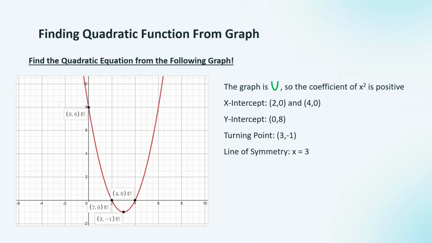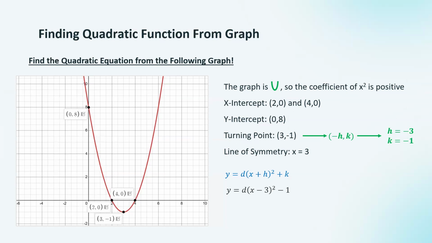Now, if we want to find the function from a graph, it is best to use this form. It's going to be much easier because we know that we can get the h and the k directly from the turning point. So we know that the turning point formula is (-h, k), right? So we know that h is going to be -3 and k is going to be -1. So we can try to input those values and we got this.